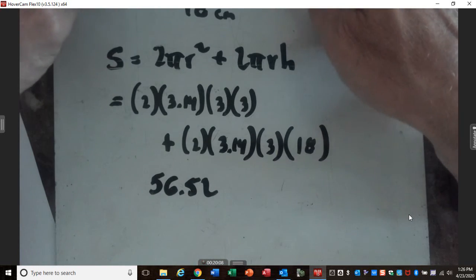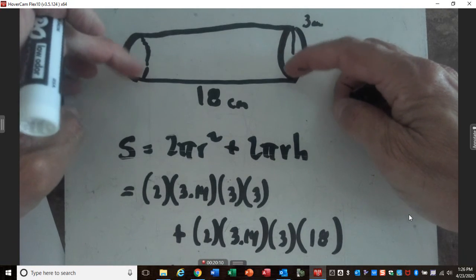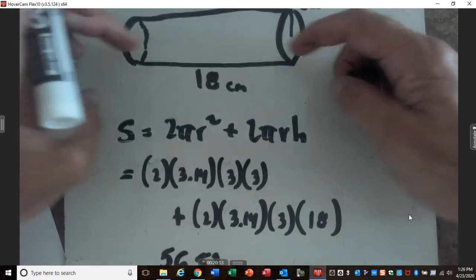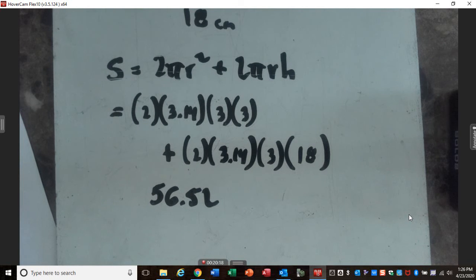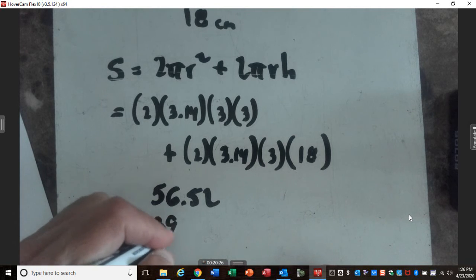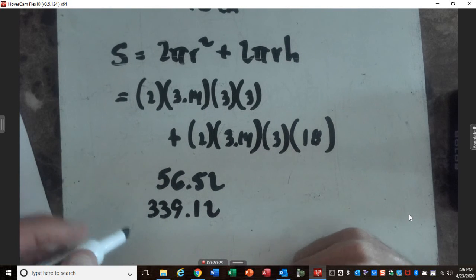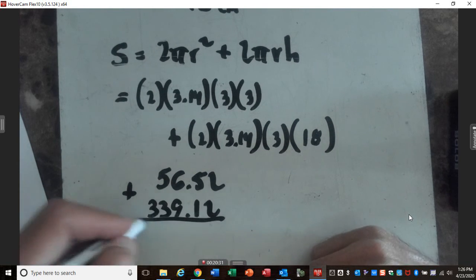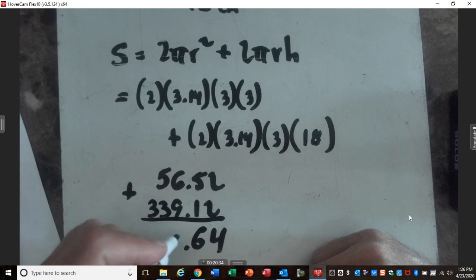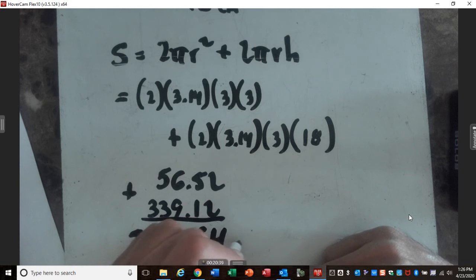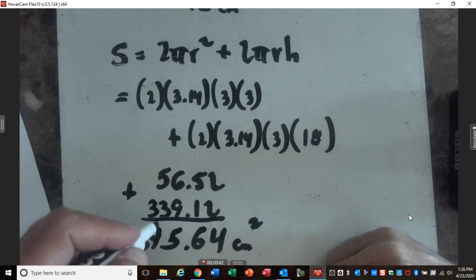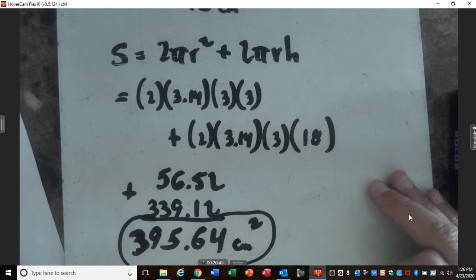By the way, that's these two. That's the area of the top and the bottom. You've got to cover that with wrapping paper too. Now the whole midsection is usually a larger number. Now we're going to take 2 times 3.14 times 3 times 18, and we're going to get a much bigger number, 339.12. Add these up, and you're going to get 395.64 centimeters squared, and we are done.